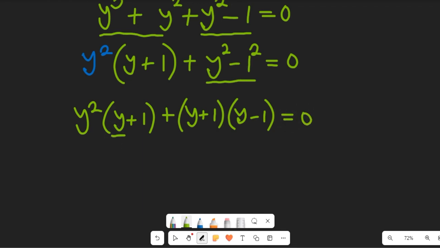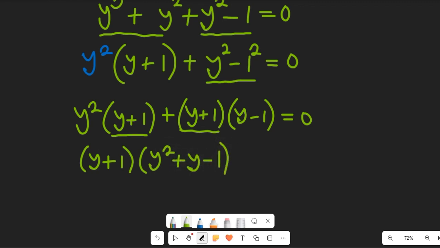So what do we have? We have two common factors, y plus 1 and y plus 1. So I'm going to isolate that. If I bring that out, that solution will now give me this value. I'll be able to have my y plus 1, which is common, and the other solution will now give me what? y squared plus y minus 1, and all this will be equal to 0.